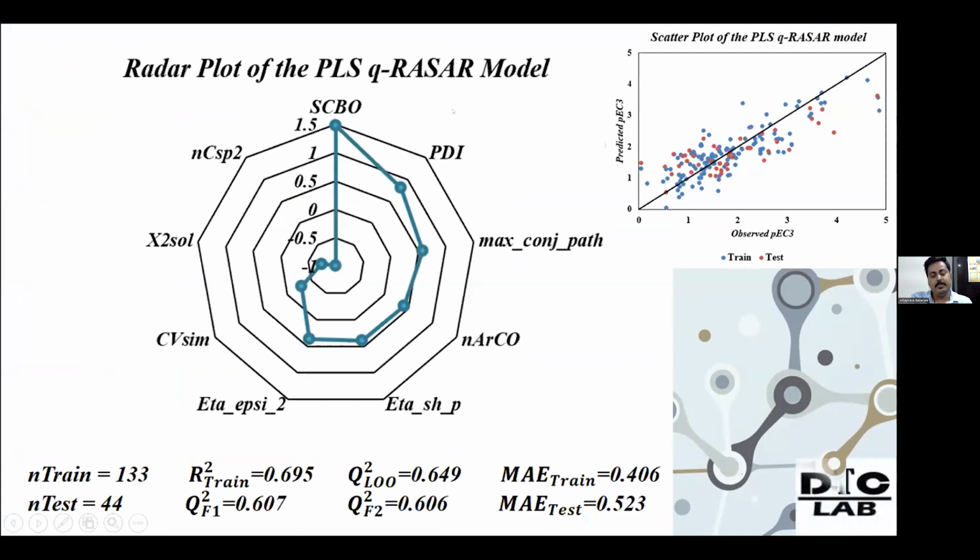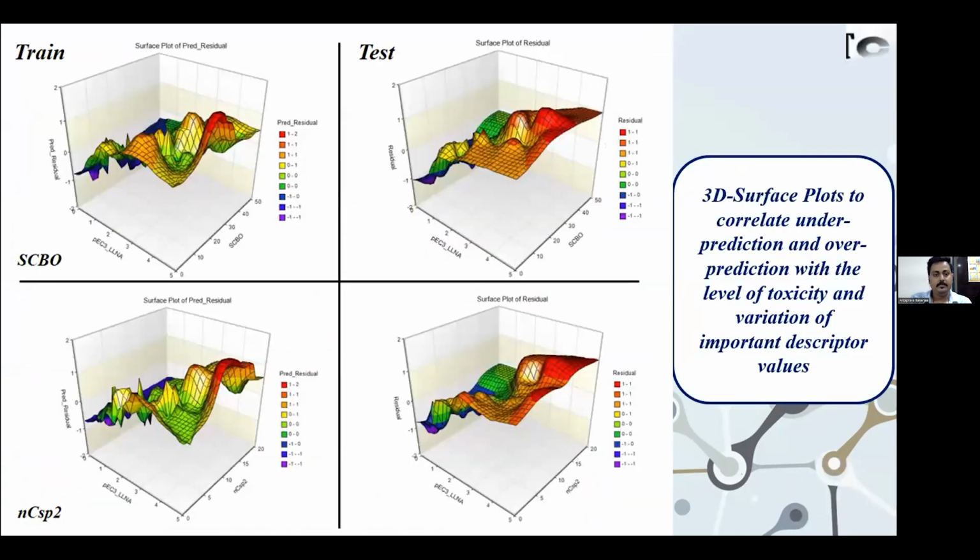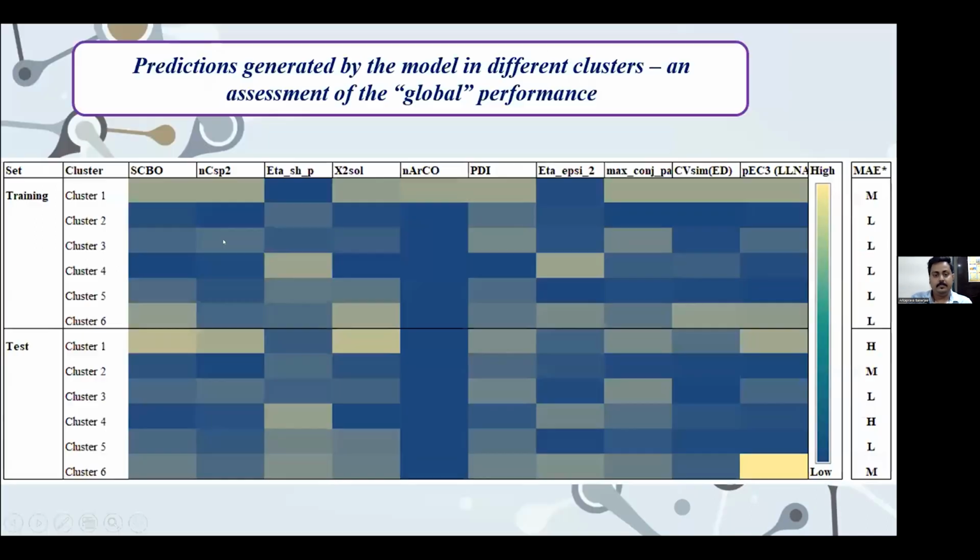This is the PLS Q-RASAR plot, where features like the presence of a conjugated double bond and the presence of an aromatic carbonyl group can help in skin sensitizing potential. The values of R-squared train and the cross-validated Q-squared show the model is highly robust, and the MAE test value shows the model is highly predictive as well. These are the 3D surface plots for two of the most important descriptors, SpMax_O and NCsp2, representing the predicted residual against the experimental pEC3 value and the descriptor value.